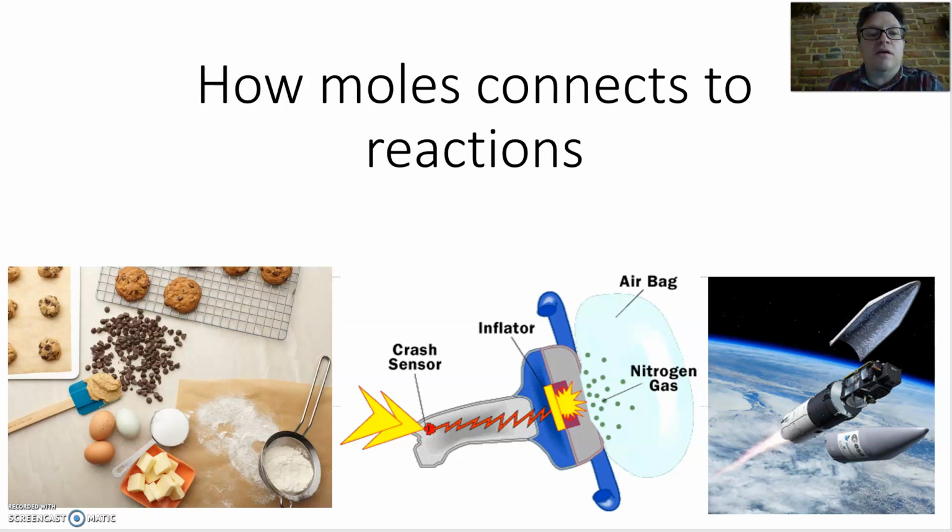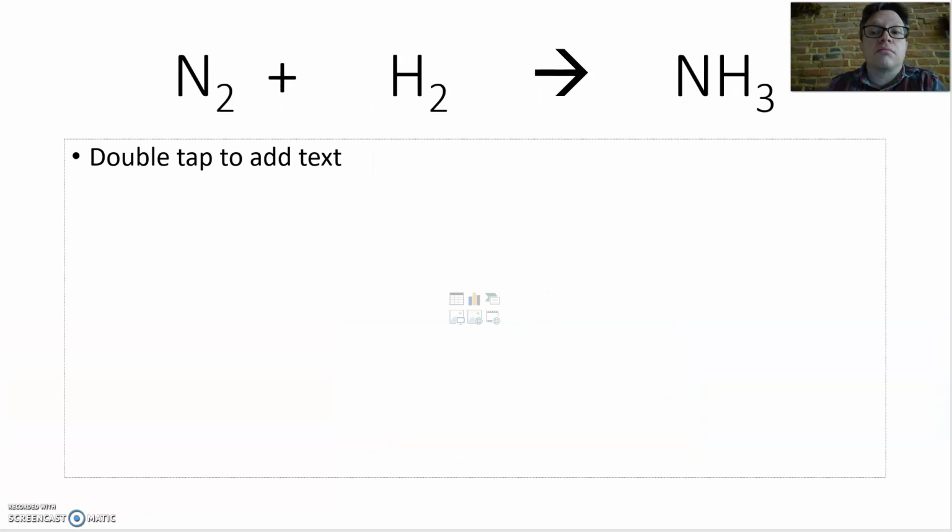So let's move on and actually use a starter example of how this would work. So here's a reaction of nitrogen gas reacting with hydrogen gas to produce this compound. I'm going to give you a second to see if you recall which one it is. It's ammonia.